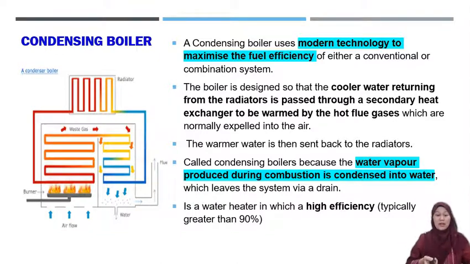So this is the diagram, in which we have the burner, where the combustion will produce the heat. The blue one is the cold water, and the red one here is the heated-up water, so it's hot water here. And these are the radiators. The radiator is used to release the heat into the room or the space. And this is the water that condensate, and the airflow is from here.